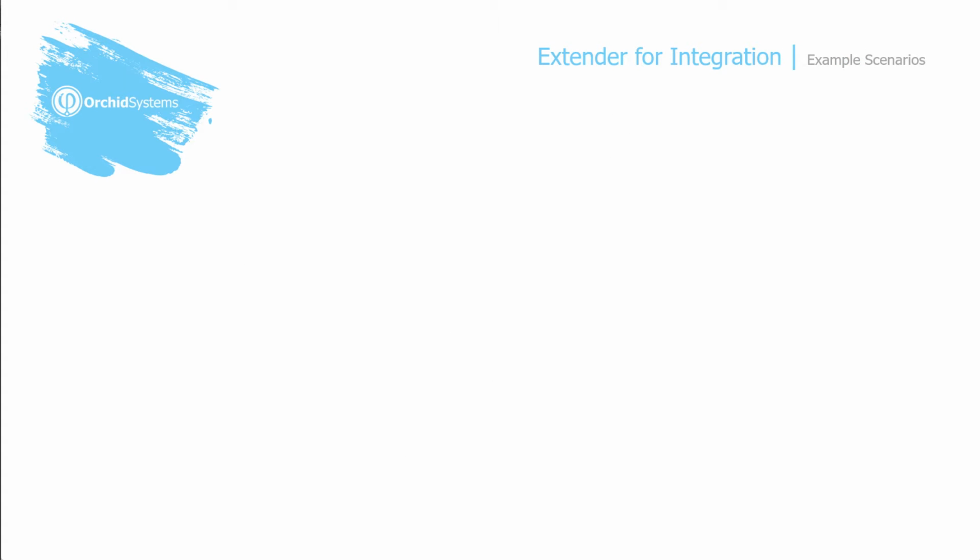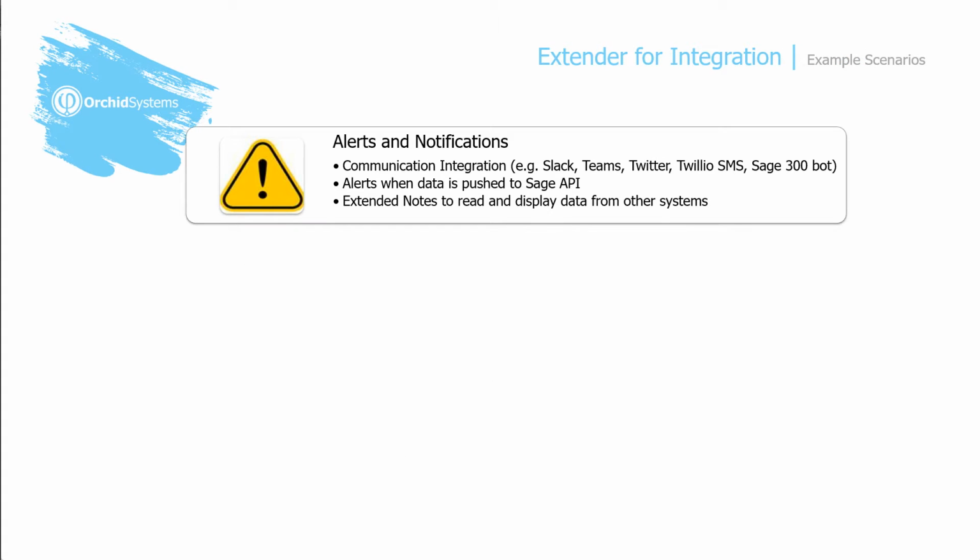Let's look at some example scenarios. For example, Extender can be used for alerts and communications. For communication integrations such as pushing information to Slack, Microsoft Teams, Twitter, SMS using Twilio, the Sage 300 bot, Facebook, LinkedIn. Extender is great to send alerts like that outside of Sage 300, beyond simple emails.